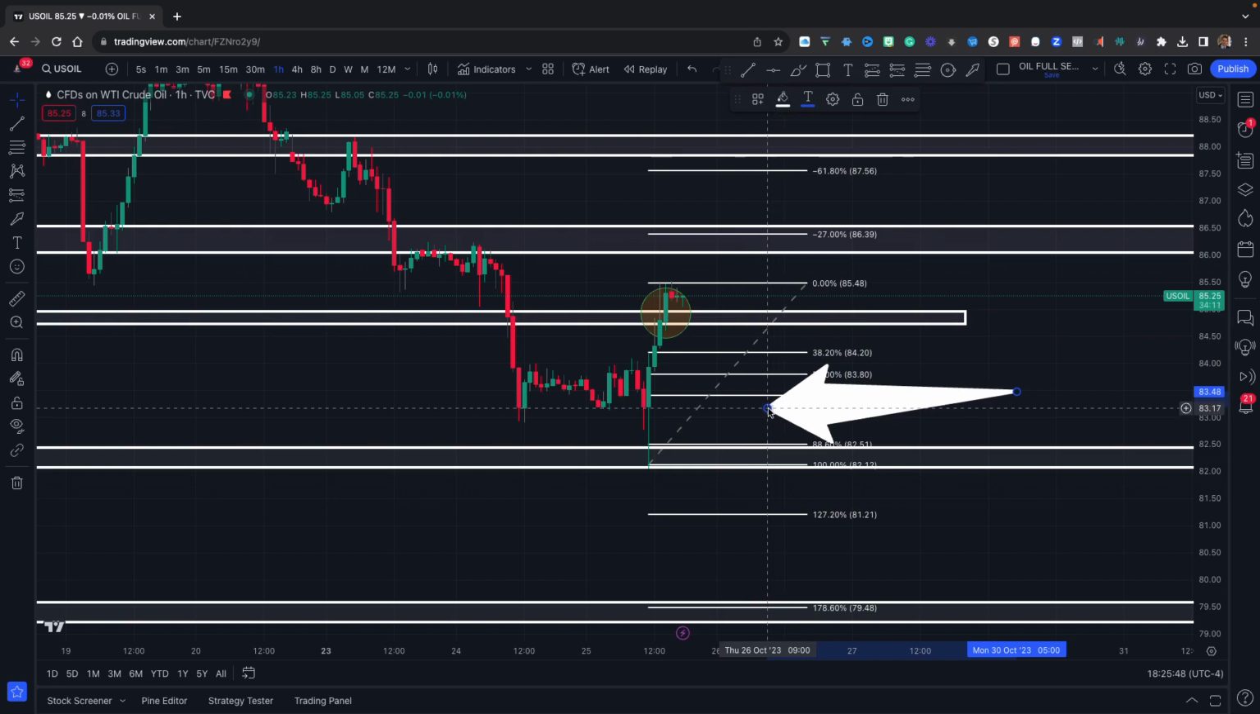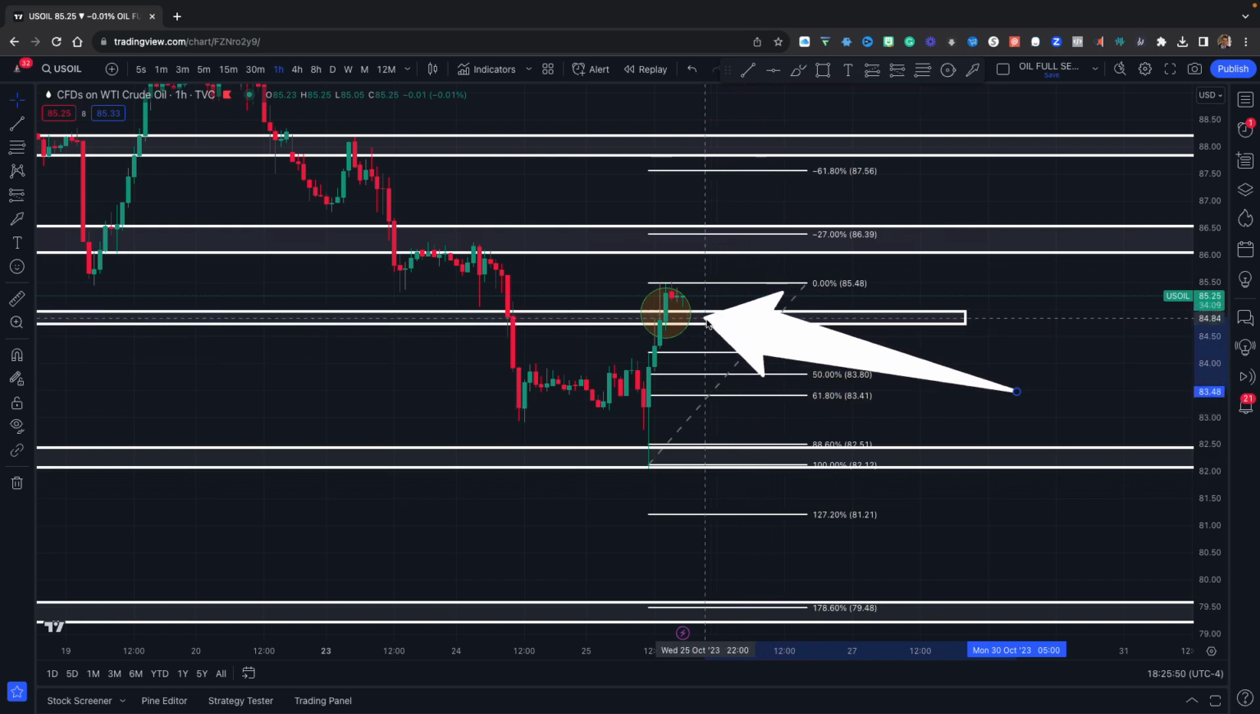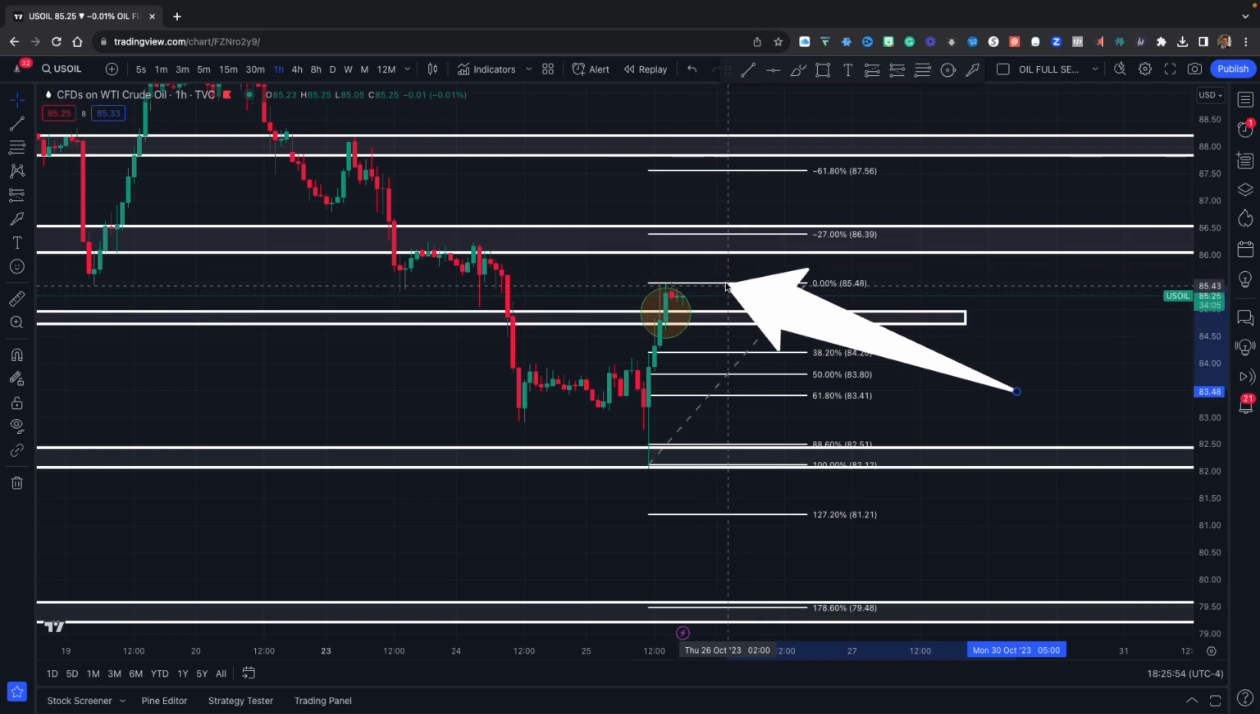If you feel like you want to scalp some points off of this zone, use a very tight stop loss, and then possibly grab your 10 to 20 points back up.